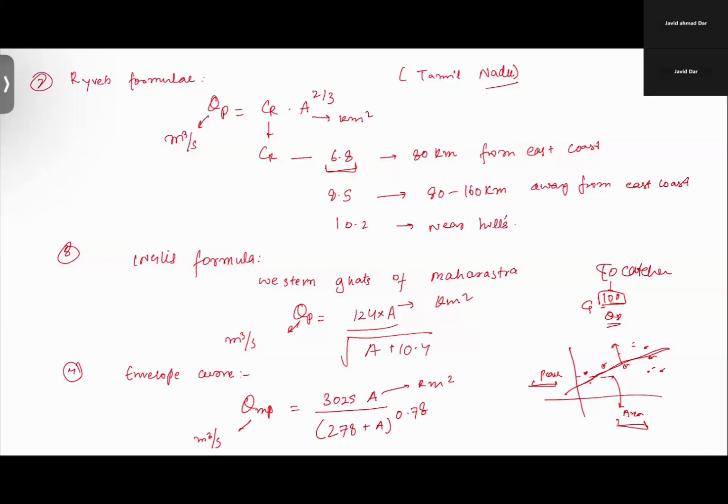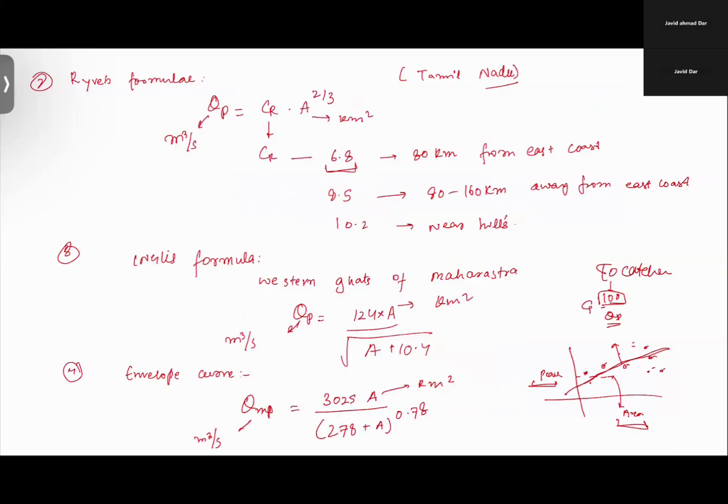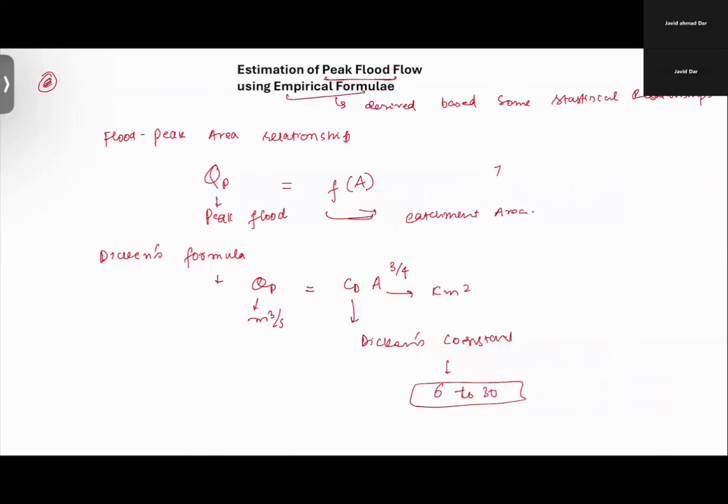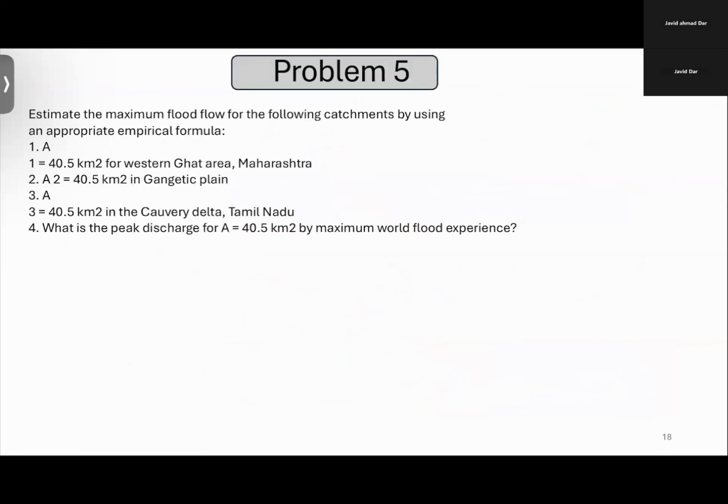So any questions on this part? Actually, you directly have an empirical formula that has been derived based on some statistical relationship, and you can find the peak discharge. One such way is to determine a relationship with the catchment area. You have noted down four methods. One is the Dickens method, another is the Ryves formula, third is the English formula, and fourth is your envelope curve.